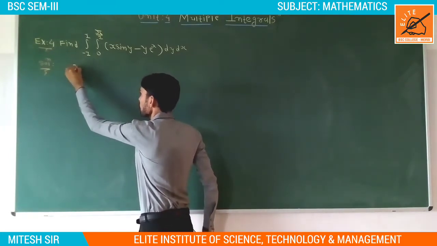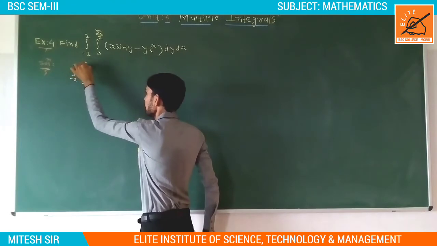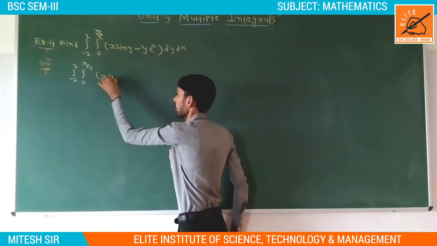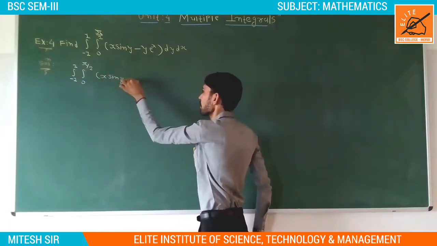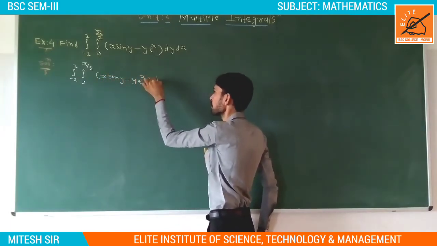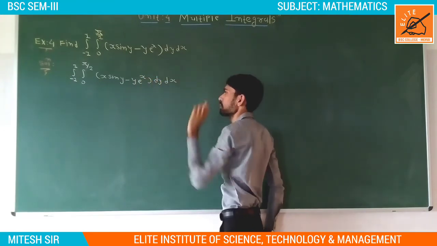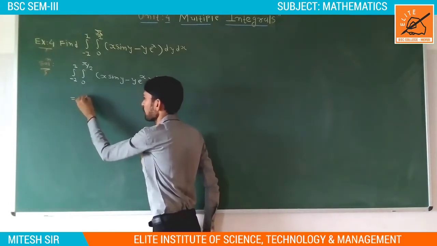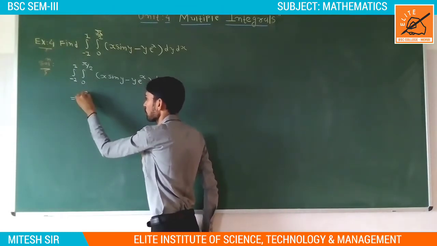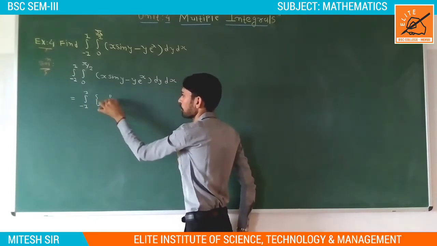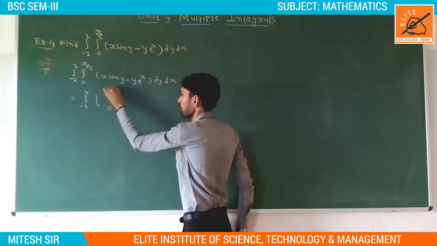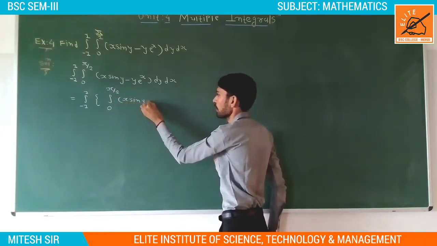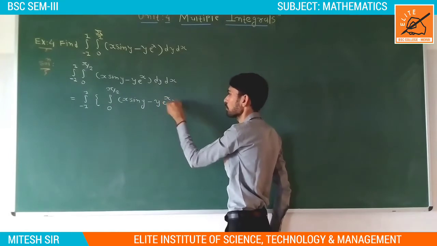Integration -1 to 1, integration 0 to pi by 2. We have the given function f of x y, x sin y minus y e raised to x, dy dx. So here we first integrate with respect to y. We write the limits of x outside the bracket, integration -1 to 1, and inside the bracket the limits of y, integration 0 to pi by 2, of x sin y minus y e raised to x dy.